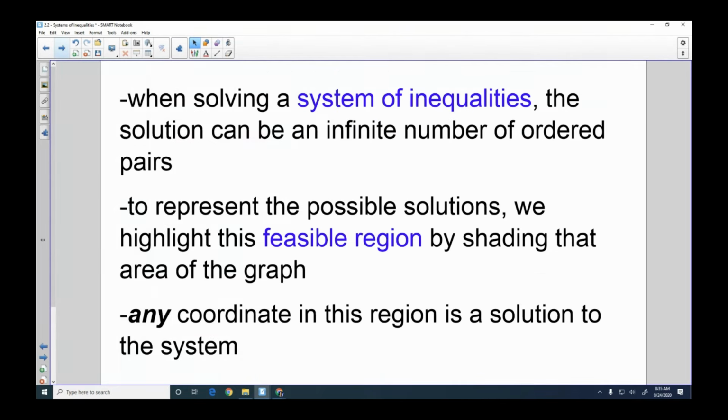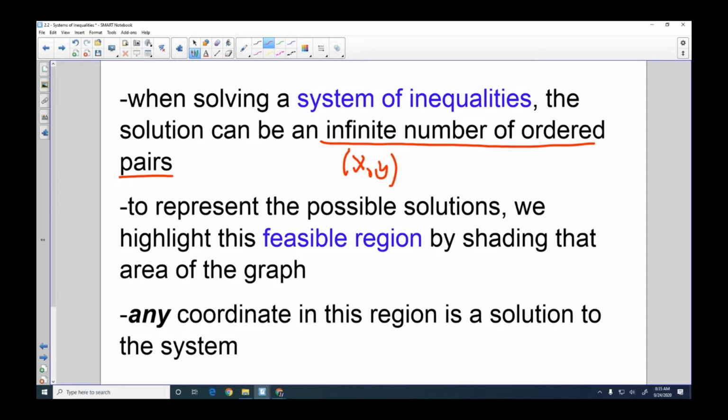Okay, you don't need to jot all this down. This is more just talking points for you to conceptualize and understand what we're doing. When we solve this system of inequalities, the solution can be an infinite number of ordered pairs. It's a whole bunch of X and Y combinations, but we're not going to list every ordered pair. There's an infinite number. We can't list them all.